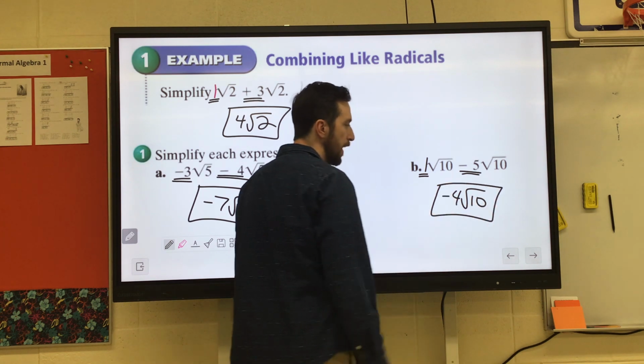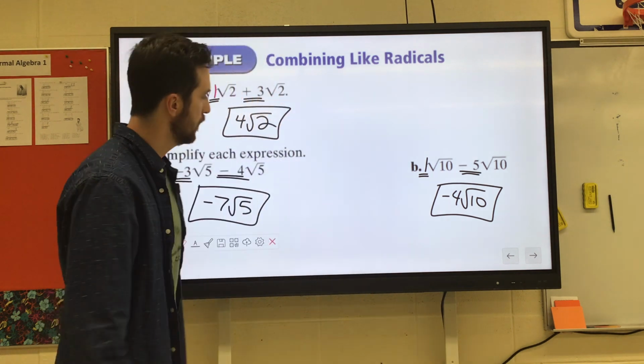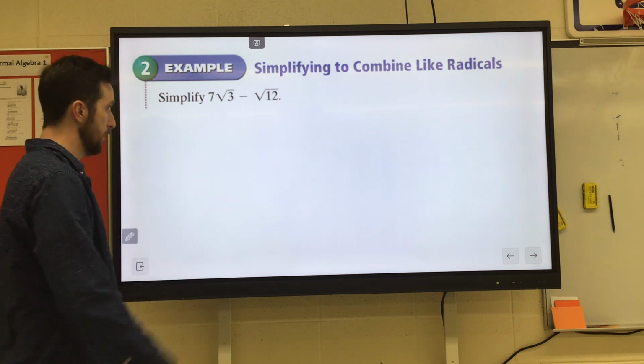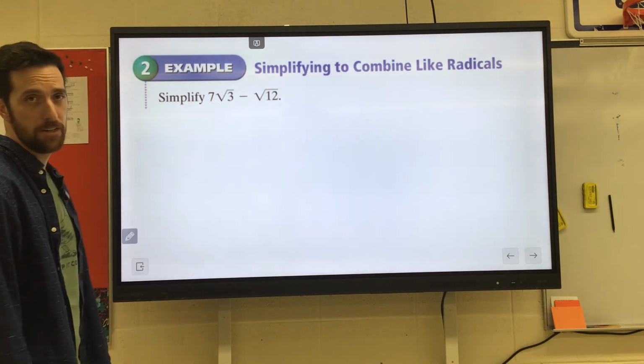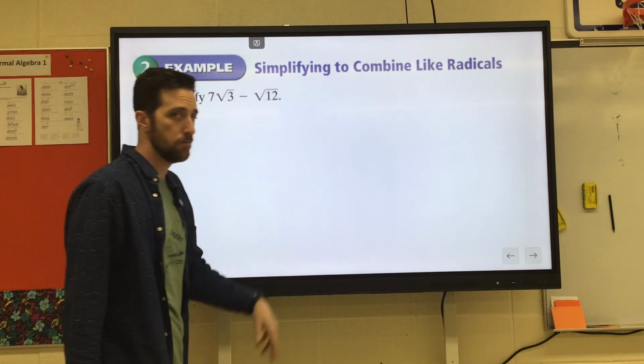And you're like, Mr. Plant, what if they don't have that same radical, though? I'm so glad you asked. So glad. Like these. 7 root 3 minus 12. Boom. They don't have the same number, so we're all done. We can't combine them.